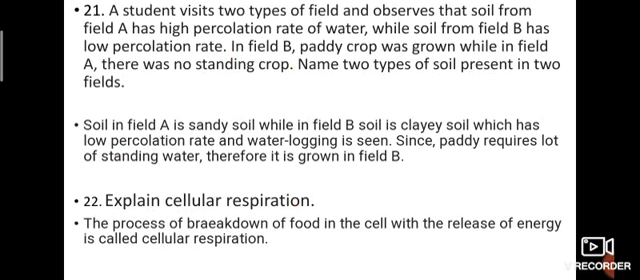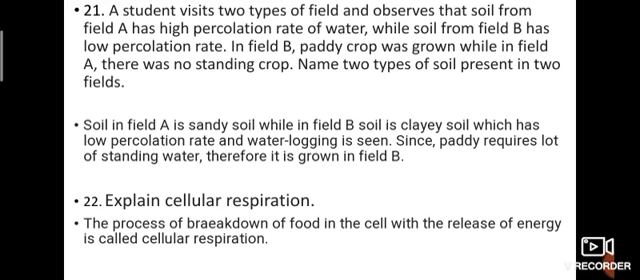A student visits two types of field and observes that soil from field A has a high percolation rate of water, while soil from field B has a low percolation rate. In field B, paddy crop was grown, while in field A, there was no standing crop. Name the two types of soil present in the fields. If you know which one has more percolation and which one has low percolation, you can find this answer.